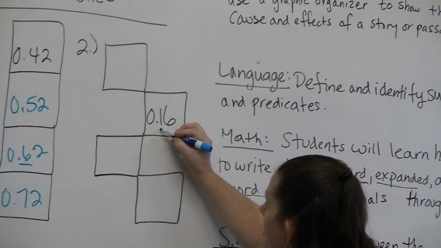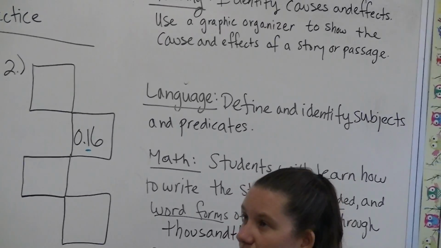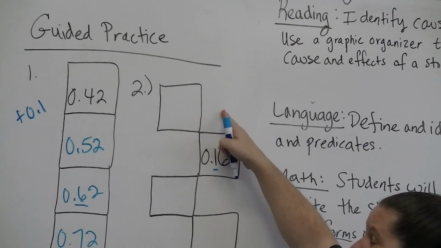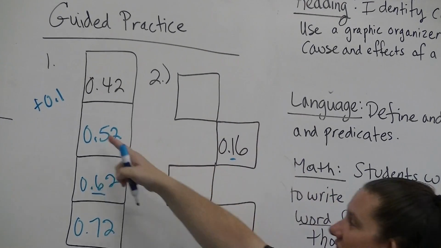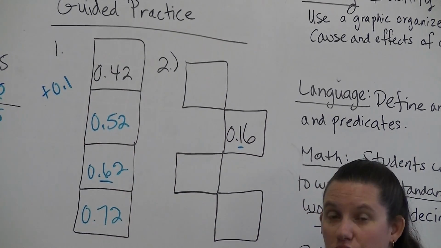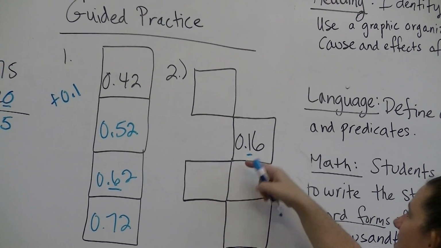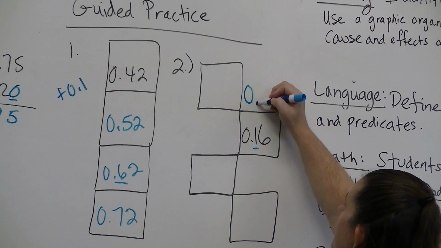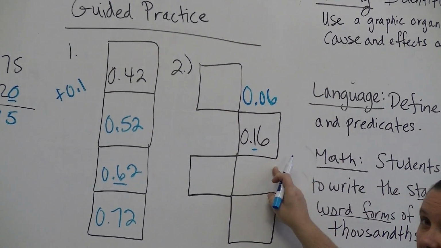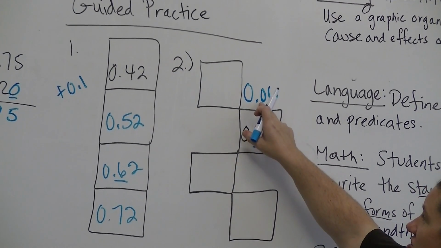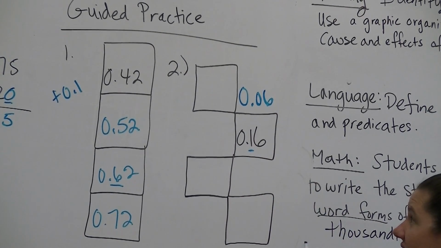So I need to look here. This is my tenths place. If I go back, instead of adding 1/10, I need to subtract 1/10. So what's 1 minus 1? Yes, 0. So this is going to become 600ths, because this 1 now needs to change to a 0, and that 6 stays the same.